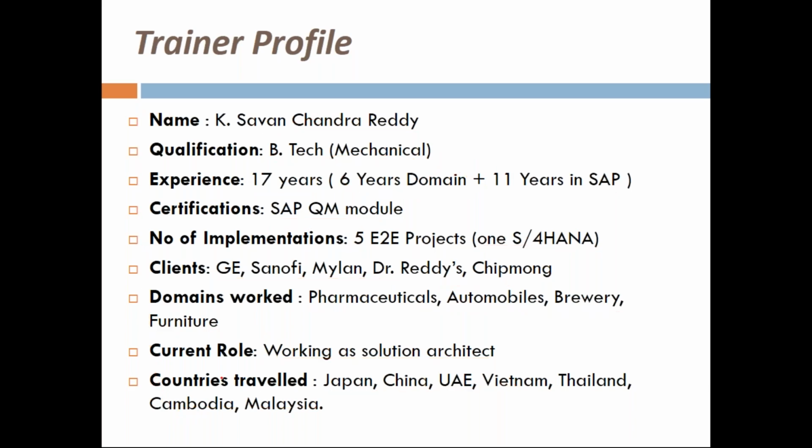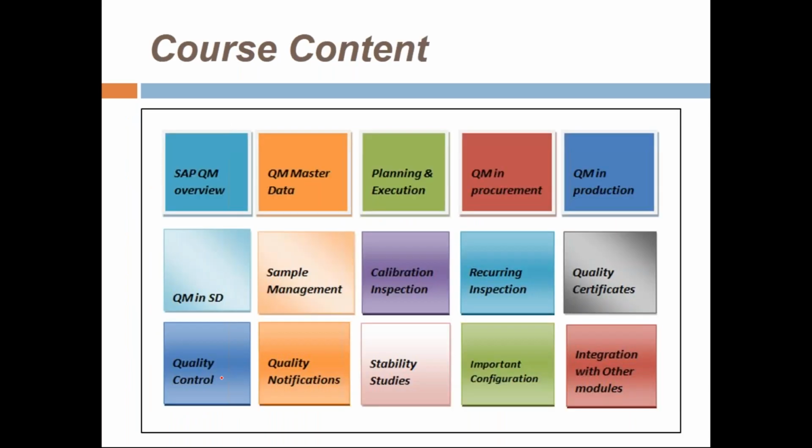So let's move on. This is the course content. First is the introduction. Then we will see all the master data. Then we will go for planning and execution in QM. Once master data and planning and execution are completed, we will go to the business processes: QM in procurement, which means QM in MM, then QM in production, QM in PP.